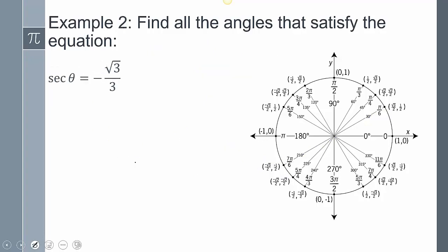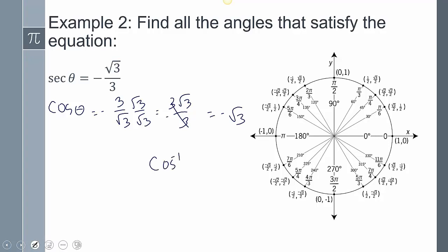Looking at another one for secant. Well, I want to relate that to cosine. So if I relate that to cosine, I'm going to flip this, so I get 3 over root 3. Well, if I rationalize that, that's going to give me 3 radical 3 over 3 as a negative. Those are going to cancel out, and so I'm going to get negative root 3. So I would have to take the cosine inverse to both sides, so the cosine inverse of negative root 3. Now if you were to enter that into your calculator, there's not going to be any solution.